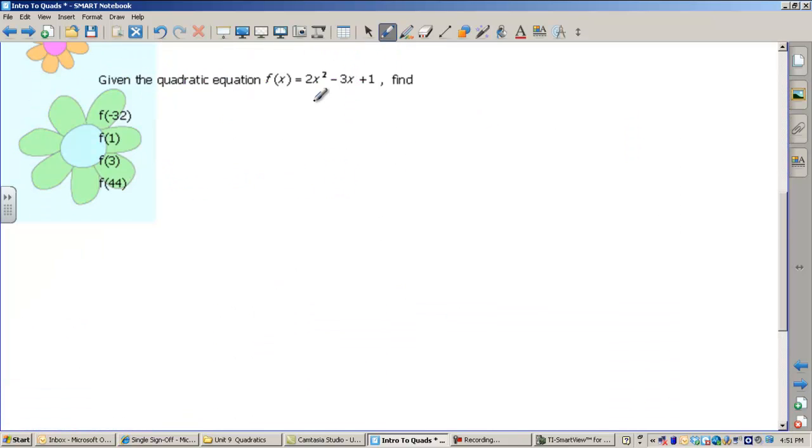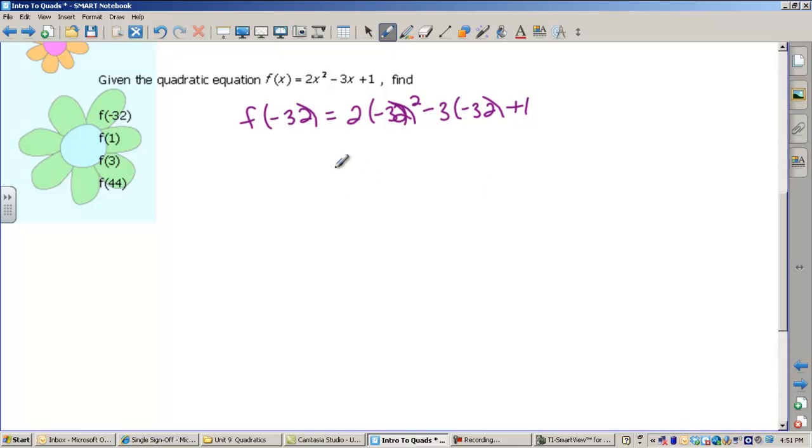Given the quadratic equation f of x equals 2x squared minus 3x plus 1, find these four values. They're saying the same thing. Find f of negative 32. So we're going to plug negative 32 in and find out what it equals. So find f of negative 32. I'm going to do 2 times negative 32 squared minus 3 times negative 32 plus 1. And I'm going to pull out my calculator.